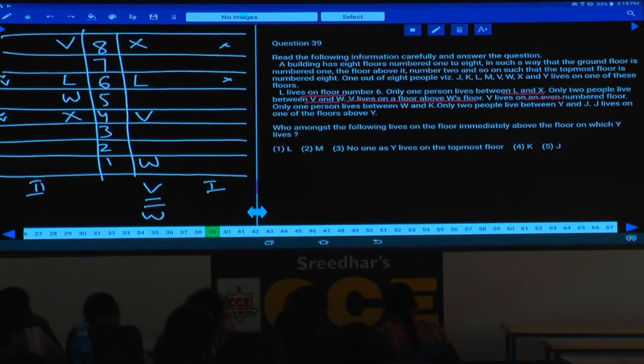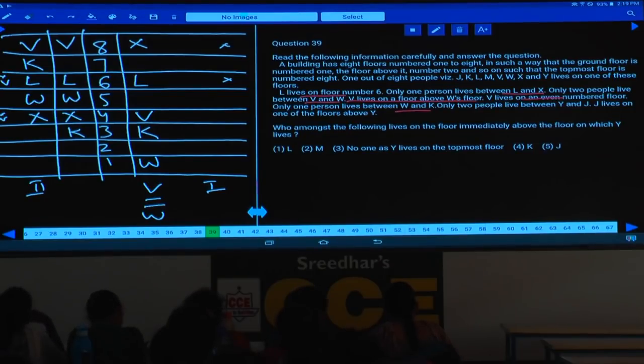Only one person between W and K. As only one person between W and K, in case 1, K must be on the 3rd floor. And in case 2, K must be either on the 3rd floor or the 7th floor. Here again, there is one more possibility in this one. K can be here. This is L, W, and X.